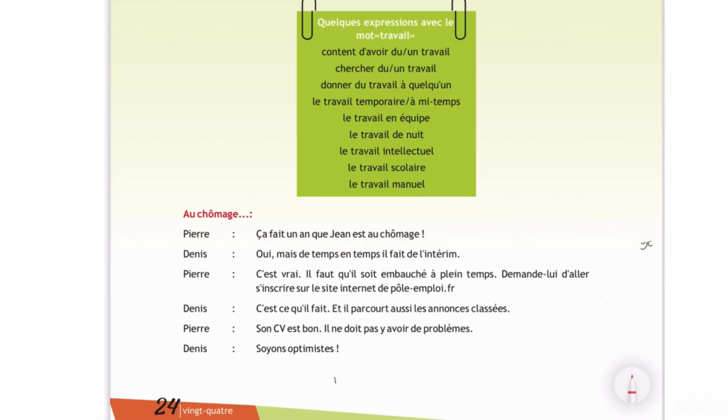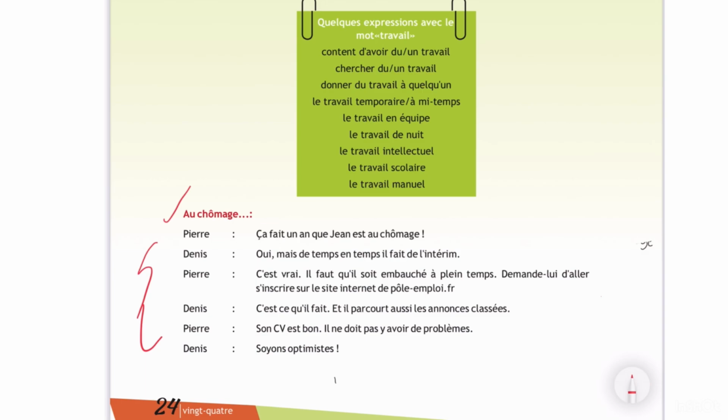Now coming to our very last topic, and you might find a lot of questions related to this in your paper, that is au chômage, which means to be unemployed. We're going to see a conversation between two friends talking about unemployment, how to find a job. So you'll see a lot of vocabulary related to that. Alright, so we're going to begin with it.